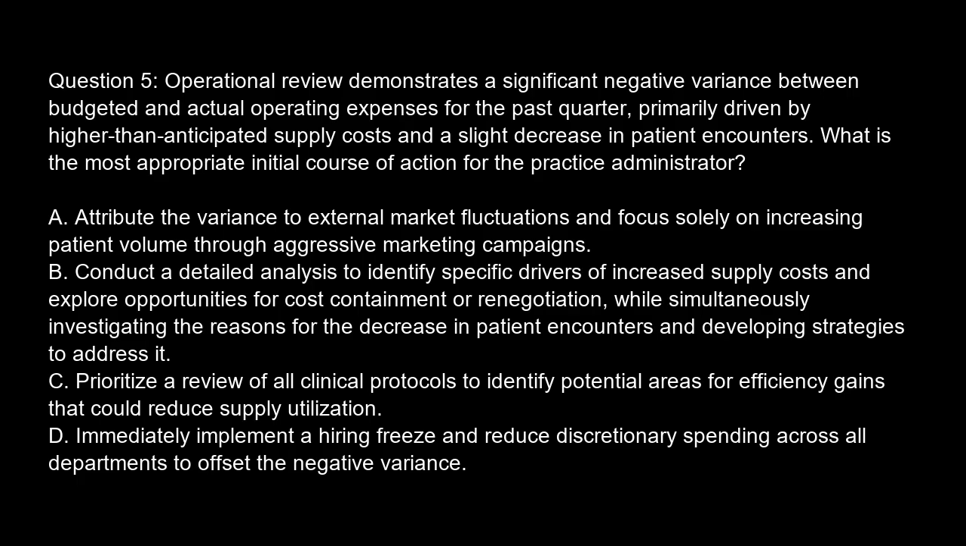Option B. Conduct a detailed analysis to identify specific drivers of increased supply costs and explore opportunities for cost containment or renegotiation, while simultaneously investigating the reasons for the decrease in patient encounters and developing strategies to address it. Option C. Prioritize a review of all clinical protocols to identify potential areas for efficiency gains that could reduce supply utilization. Option D. Immediately implement a hiring freeze and reduce discretionary spending across all departments to offset the negative variance.